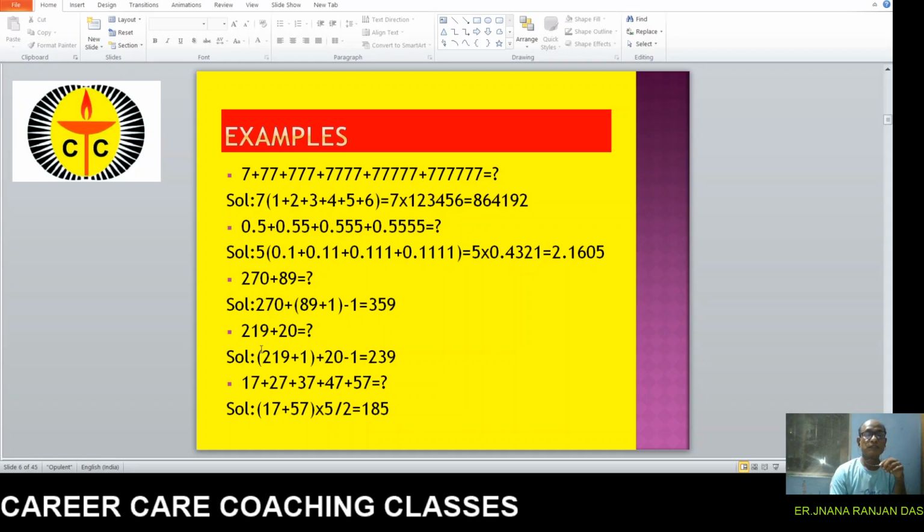Another type of question like this, 219 plus 19. You can add here 1 and subtract 1. 219 plus 1, that is 220. 220 plus 20, 240. 240 minus 1, 239.